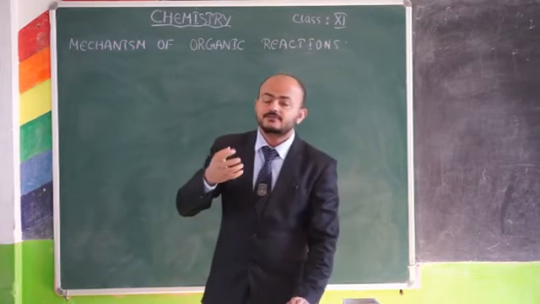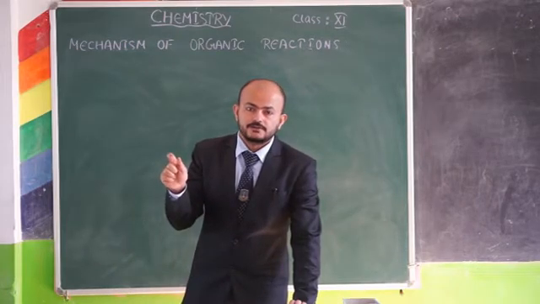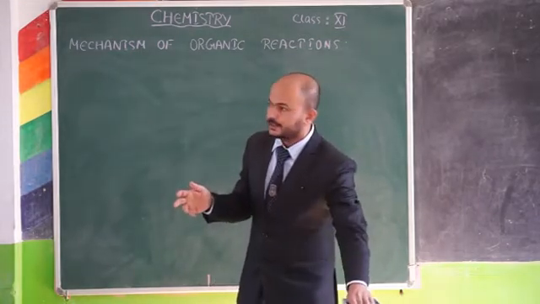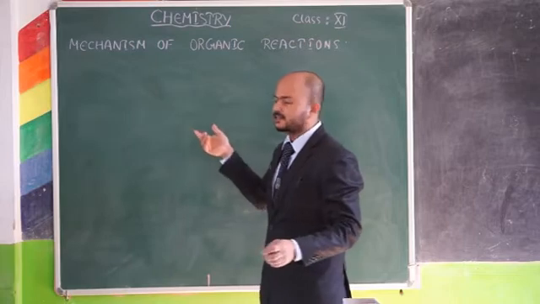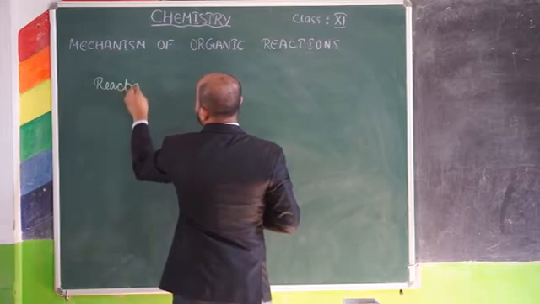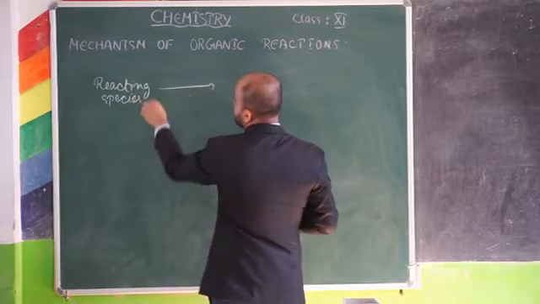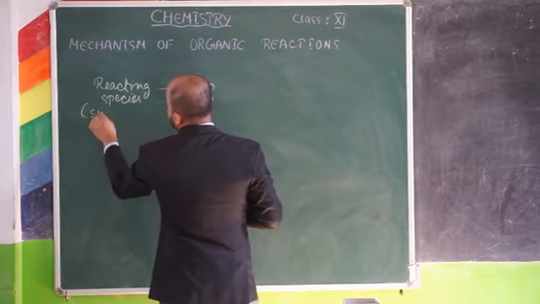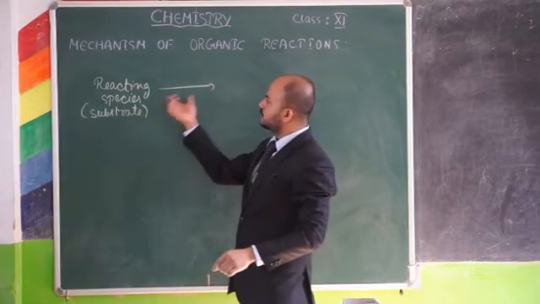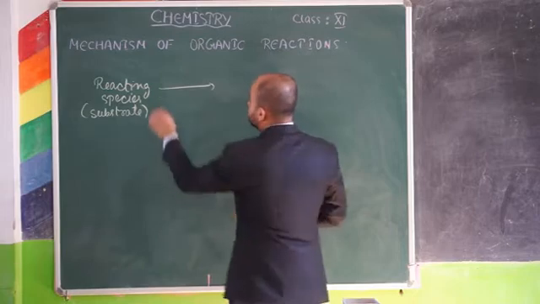So for an organic reaction to take place, there are certain steps which it follows before it forms the product. Suppose you have a reacting species. This reacting species is also called the substrate, and it is reacted with some reactive agents, like attacking reagents.